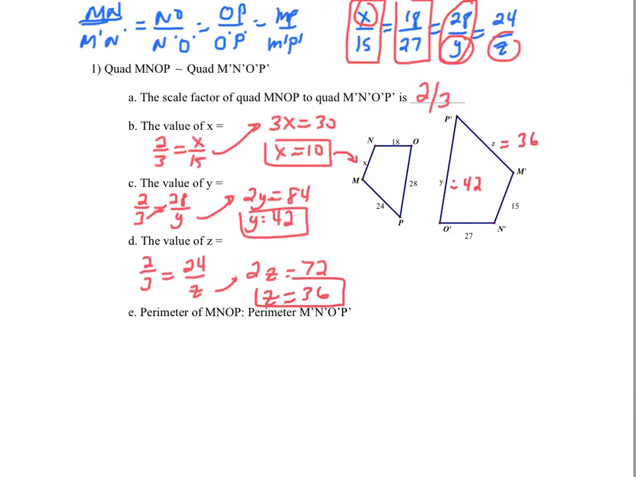Okay, the last question in here says we want to compare the perimeter of the first figure to the perimeter of the second. The perimeter is just the distance around the figure, so add up all the side lengths. So in the figure on the left, we have our side of 10 that we just found, plus 18, plus 28, plus 24. When you add those guys together, you end up with a perimeter of 80 units.